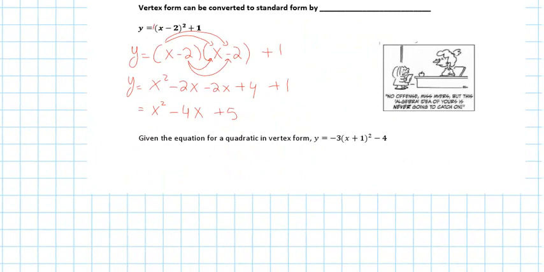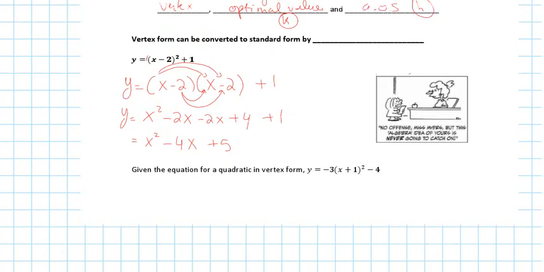Okay, so what do you call that process? We call it FOIL. Expand. FOIL is a part of expanding, but the actual process is called expand. So when you say FOIL, you're expanding. Okay? But the terminology is expand. All right. So, we know how to go from vertex to standard. The process is called expanding. Perfect.